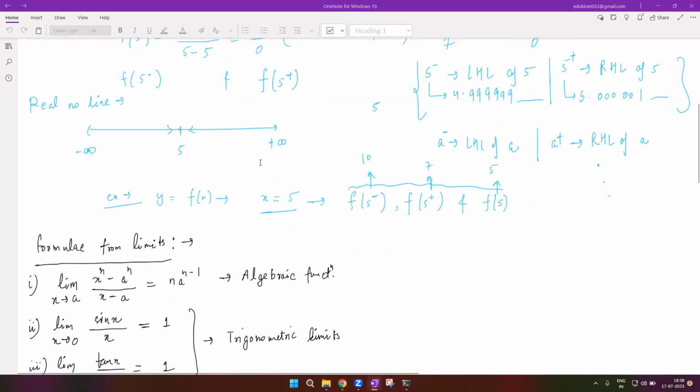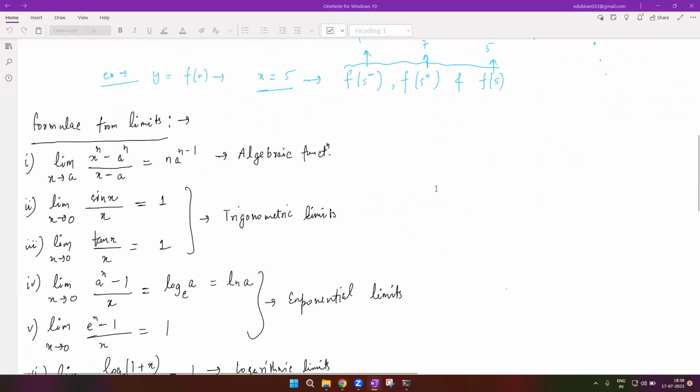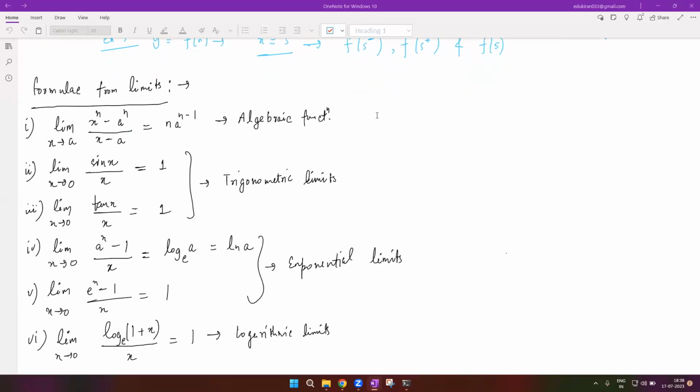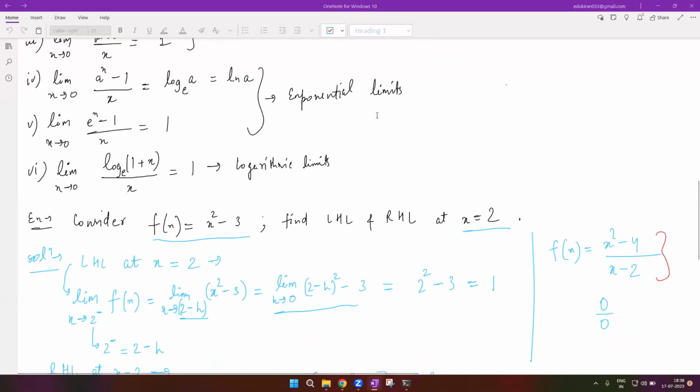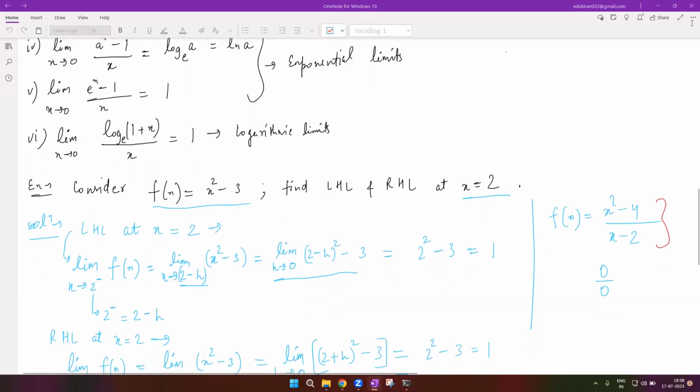So we know how to find out limits. There are some formulae to solve limits, right? And we have these 6 formulae to use. We will understand while solving the questions how to use these formulae. And we know that if we are saying that a limit exists for a function, it means that the left hand limit and right hand limit at that point should be equal. We have talked about how to find out LHL and RHL.